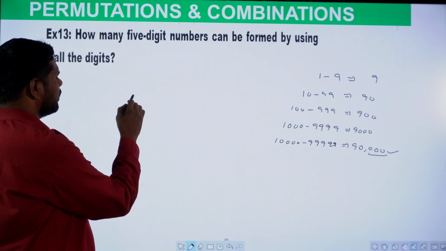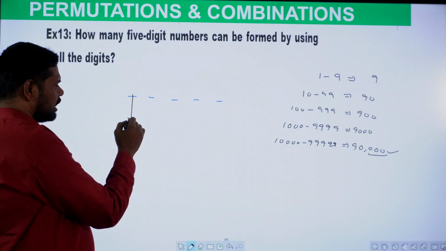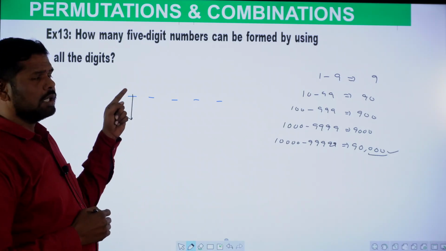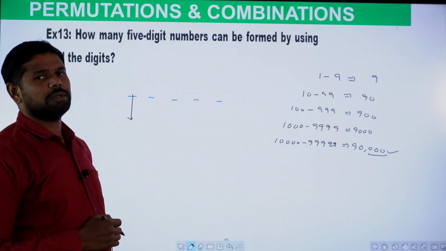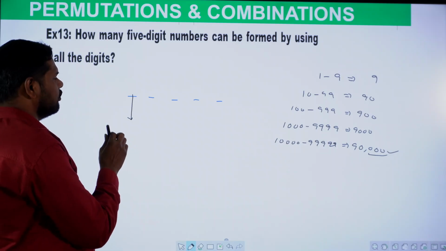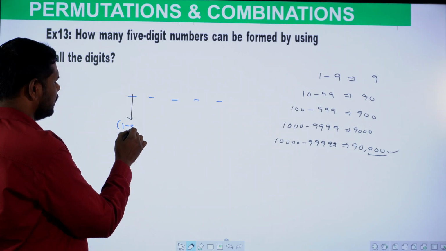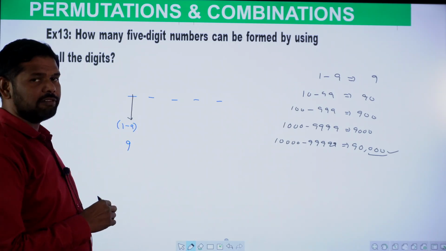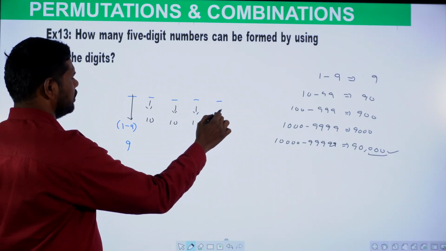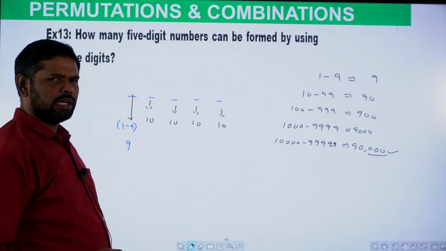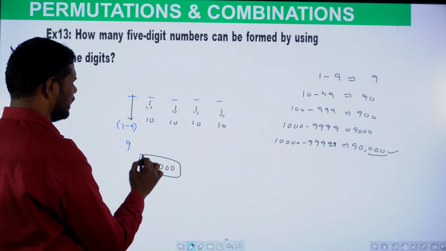Otherwise, based on permutations and combinations, 5-digit numbers can be formed here. At the starting position, if I choose 0, then it becomes a 4-digit number. That's why at the starting position we can never use 0. Other than 0, the remaining are 1 to 9, so here only 9 ways. But in the remaining places all 10 digits can be used, and it still becomes 5 digits. So 9 into 10 into 10 into 10 into 10, nothing but 90,000.